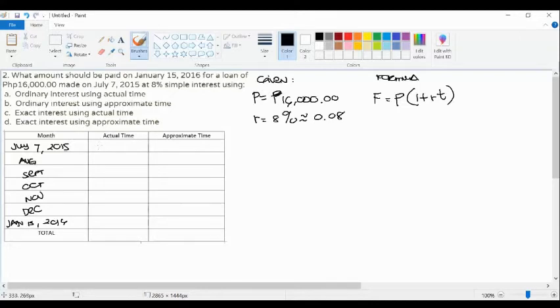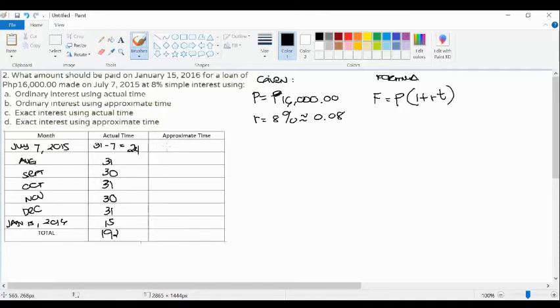Okay, so in July, we have 31 days. So 31 minus 7 will give us an answer of 24. August, we have 31 days. September 30. October, we have 31. November 30. December 31. And lastly, we have January 15. Getting the sum of this, it will give us 192 days for the actual time.